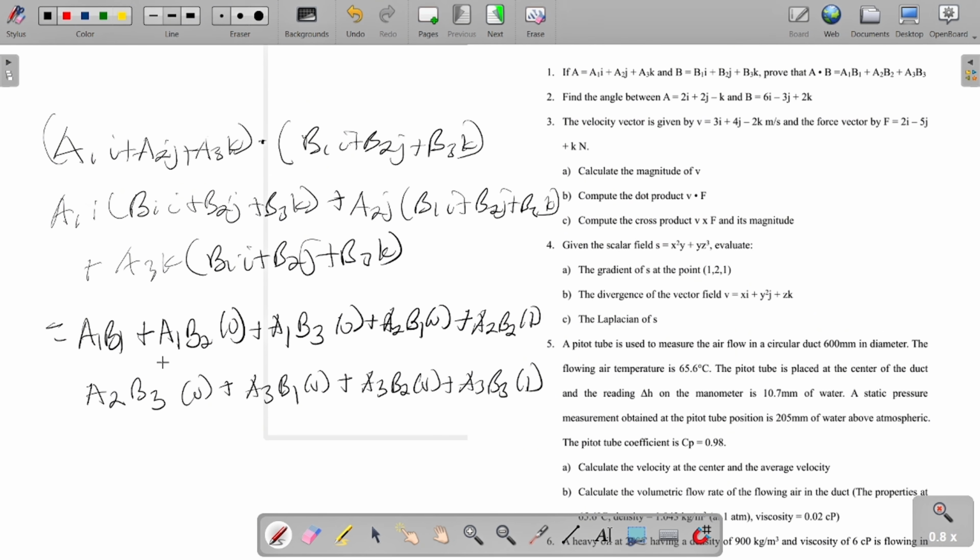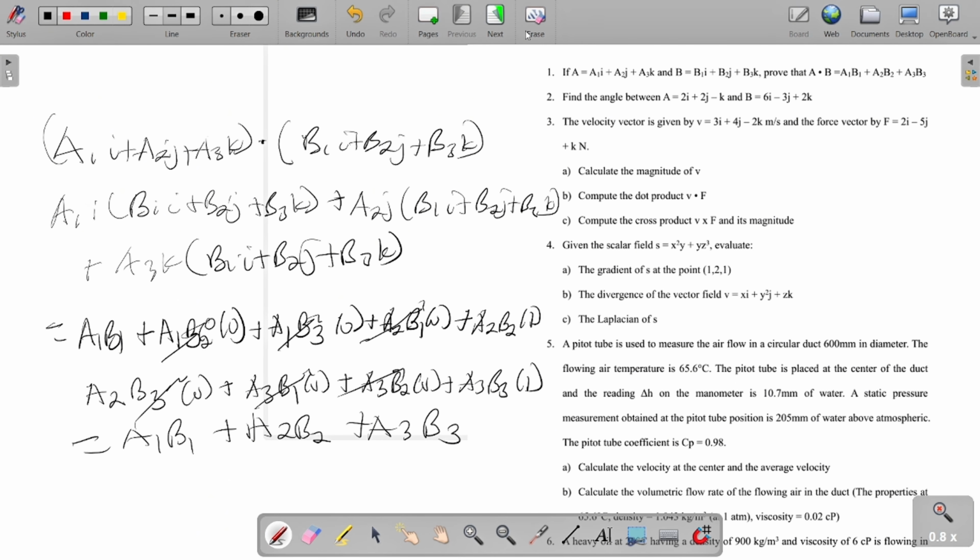Right, so this goes to 0, this also goes away, this one also goes away, this one goes away, this one goes away. So right now we will end up with a1 b1 plus a2 b2 plus a3 b3. Right, so right now we've ended up with the answer. So when we find the dot product of these two vectors, we've actually proved that we will be having a1 b1 plus a2 b2 plus a3 b3. Yeah, so that's for question 1.